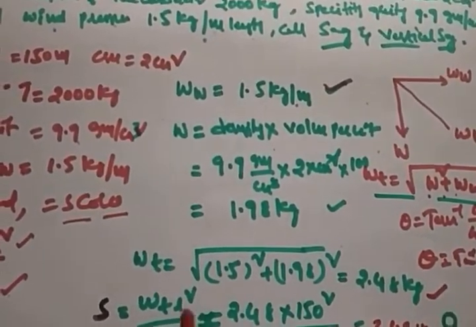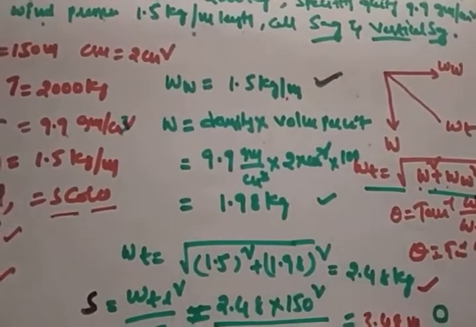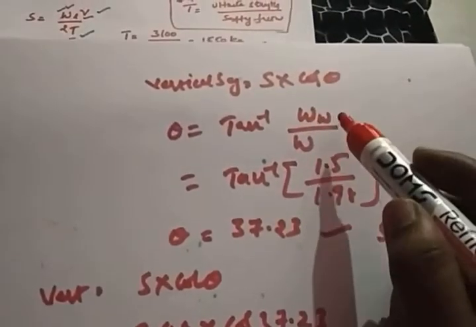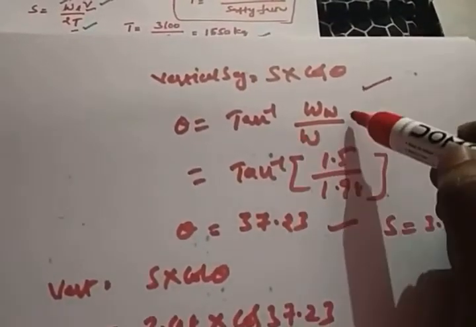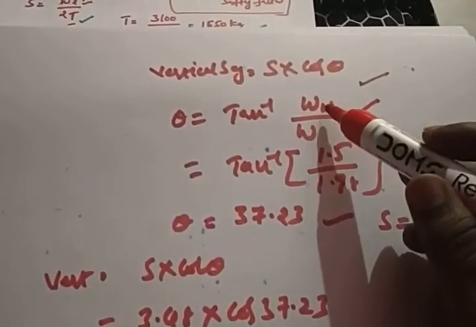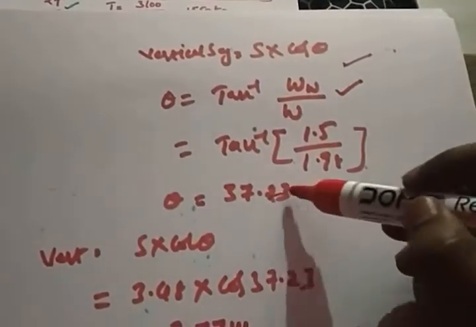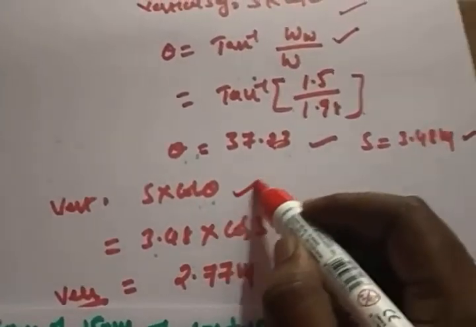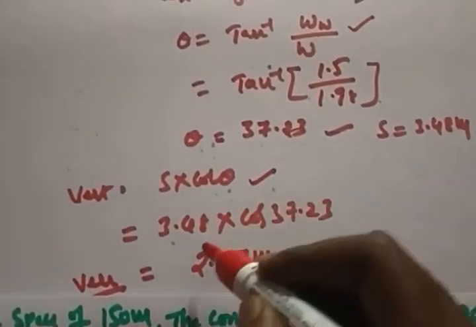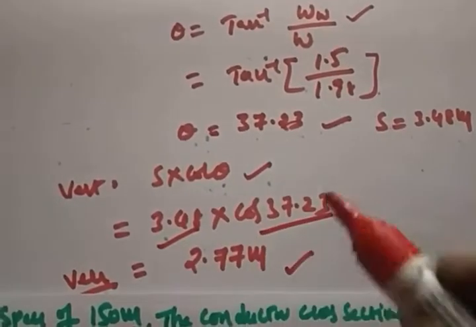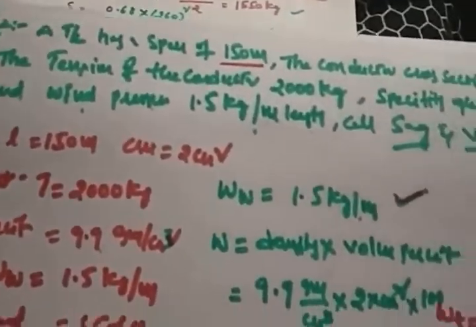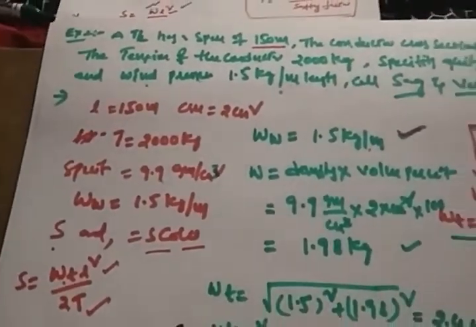Then he is asking for vertical sag also. So what is the formula for vertical sag? Vertical sag is equal to S cos theta. First you have to find out the theta value: tan inverse of WW by W. When theta is calculated, then you know the sag value. Then substitute here, you will get the vertical sag value. S into cos theta. If this is the S value, this is the cos theta value. Then find out the vertical sag. So in this way, they will ask a typical question like this, right?